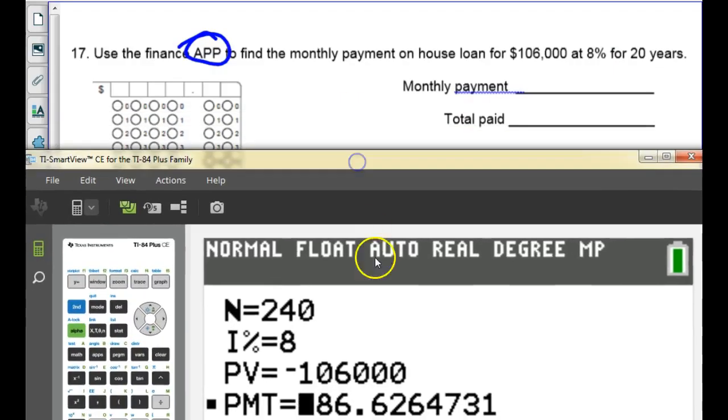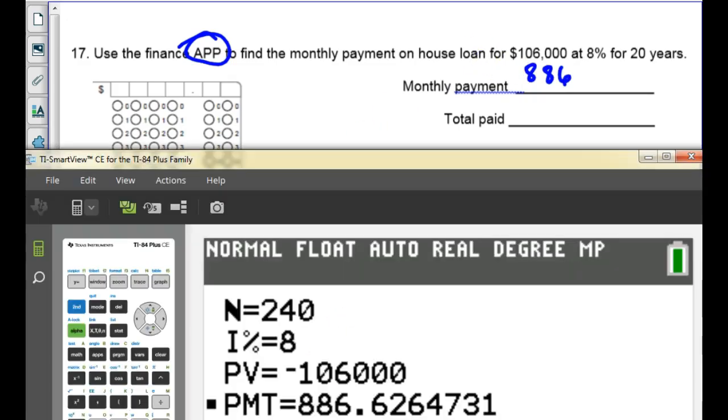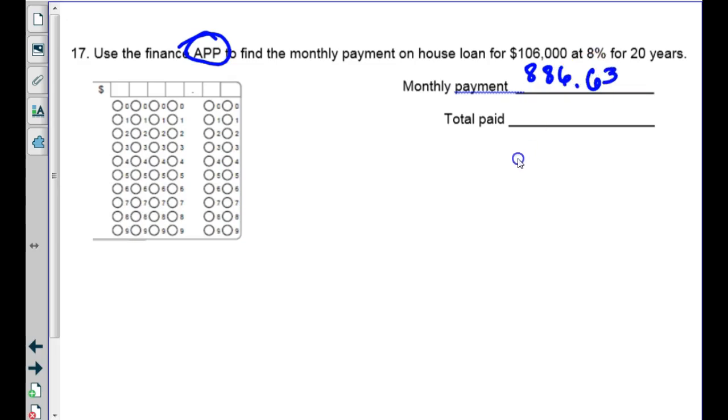So our monthly payment should be 886, what was it? 63. Okay. So you'd go over here and bubble 886. There's a decimal already here for you. 63. 886.